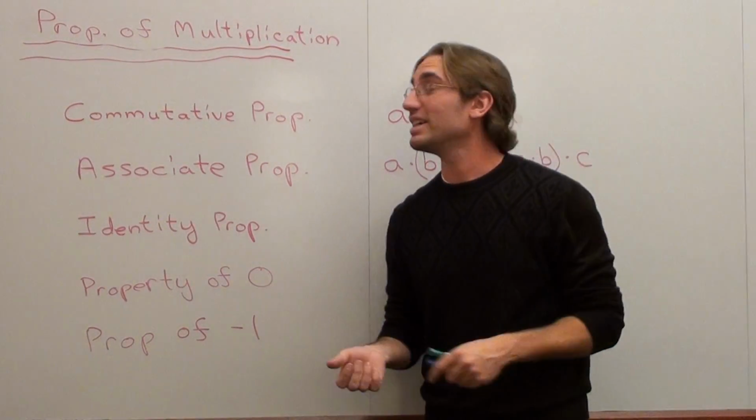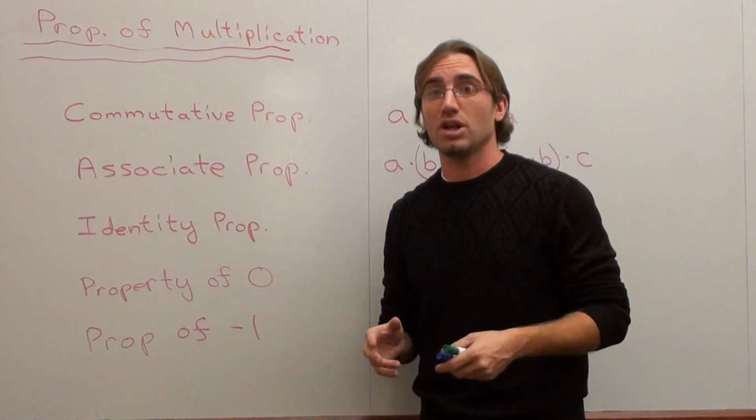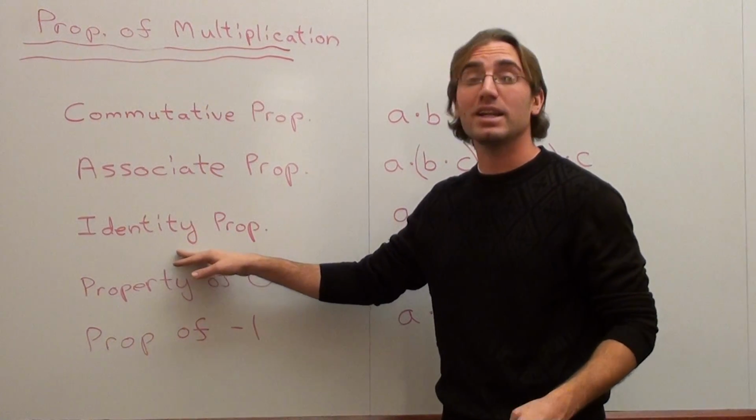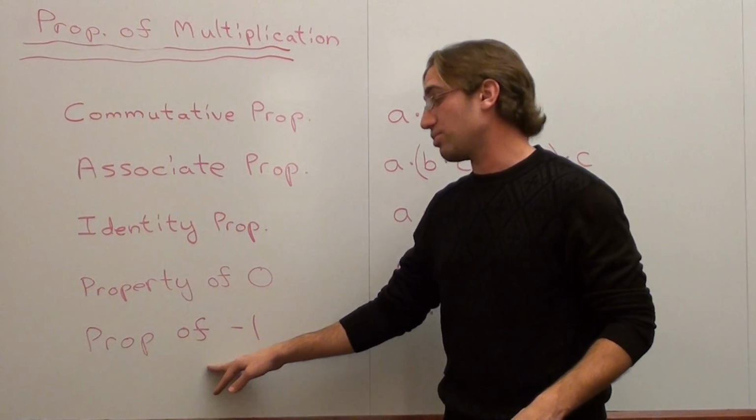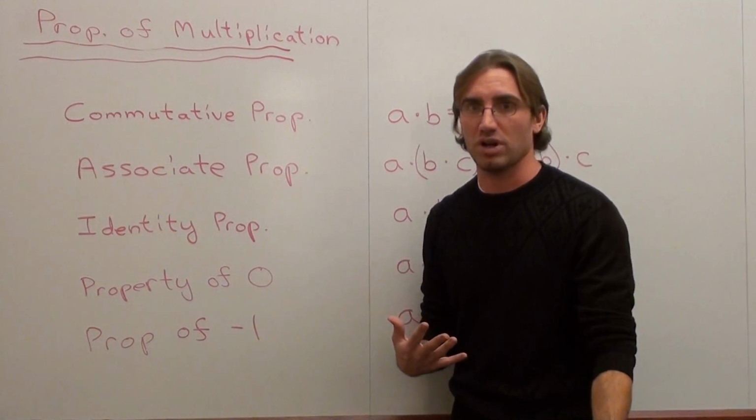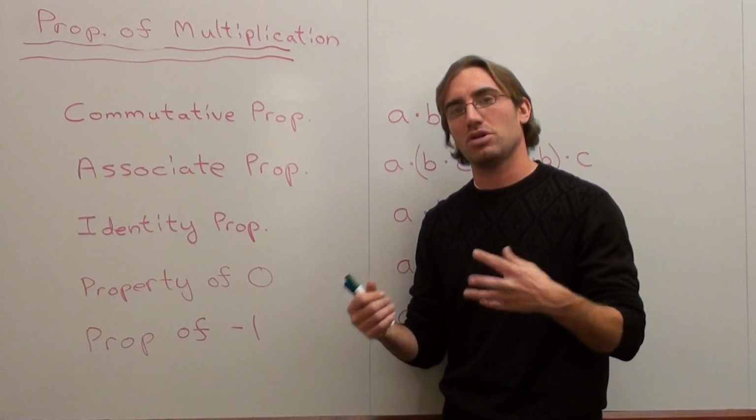Hello, so I'm back doing properties of multiplication, and some of them are the same. The commutative property, associative property, identity property, property of 0, and property of -1. Some books also publish the inverse property, which I think actually belongs more with division.